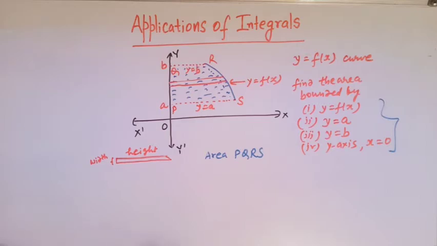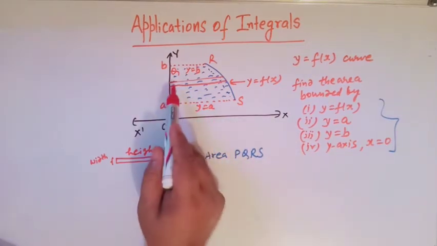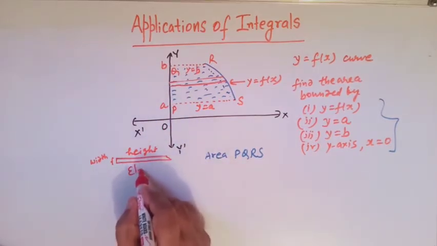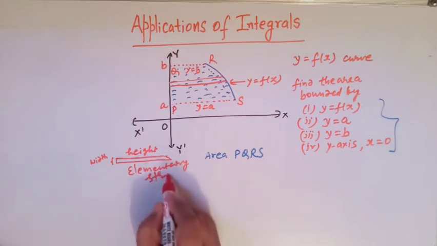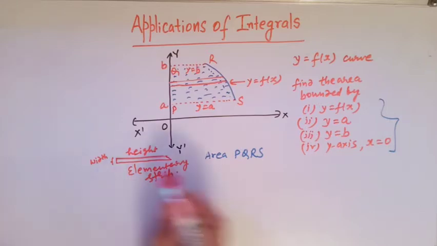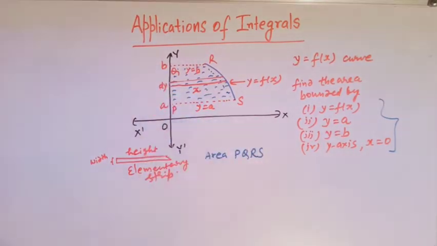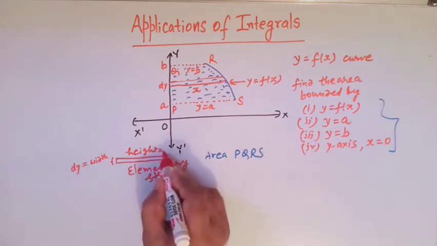And for finding the sum, we'll make use of the concept of integration, the definite integral, right? So the concept of definite integral is used to find the area PQRS. One such rectangle is this, and as I have just said, it is known as the elementary strip. Clear? The height is x and the width is dy. So the width is dy and the height is x.